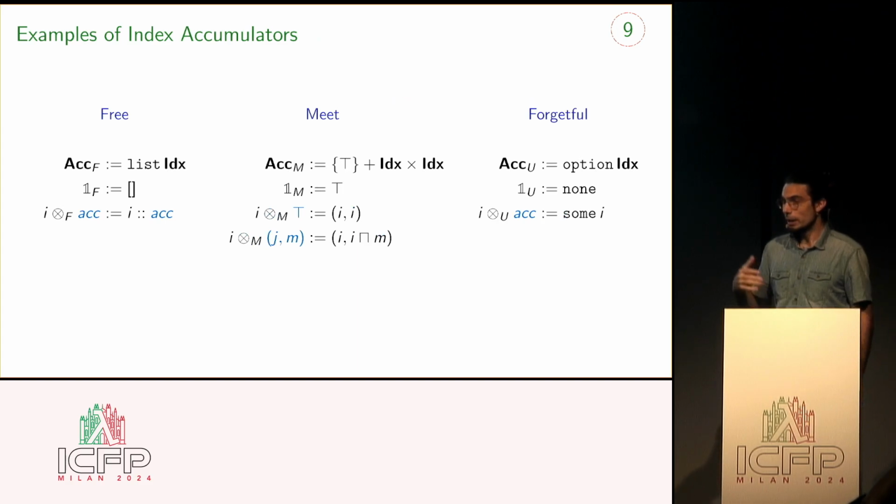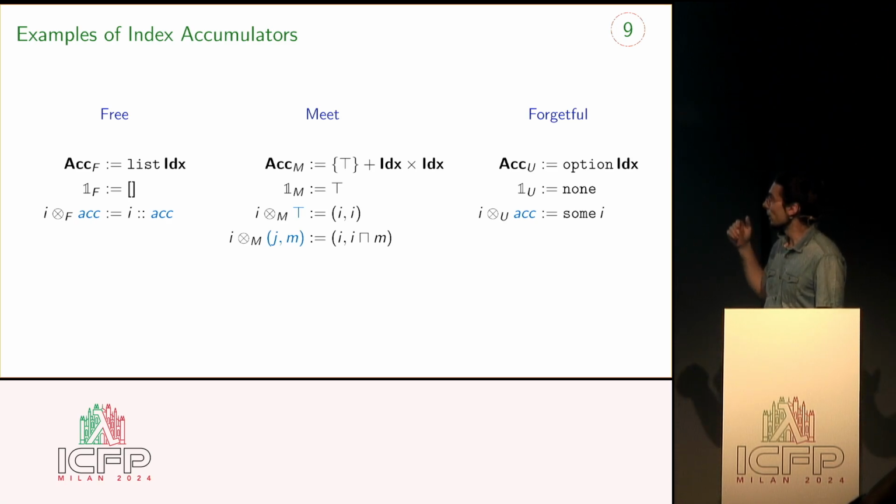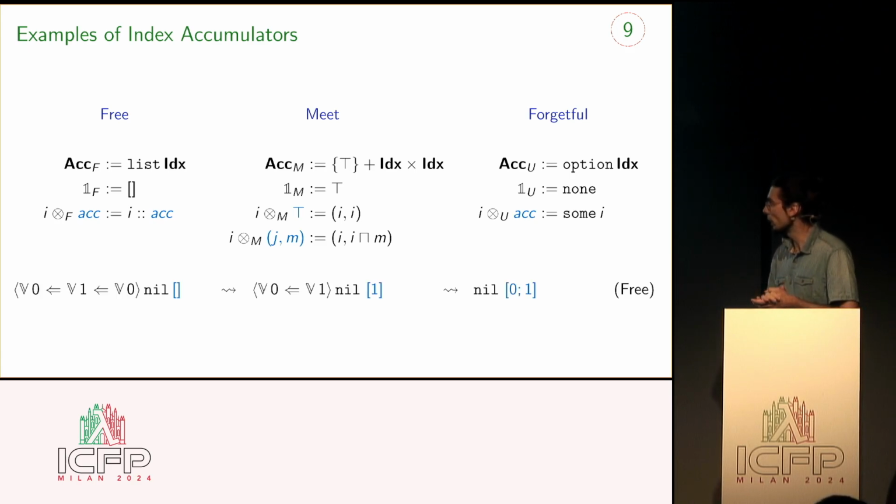So we can actually show that we have instances of this abstract structure. Here are 3 of them: the free, meet, and forgetful accumulators. And actually, these 3 different examples of index accumulators allow us to recover the 3 different reduction behaviors that I showed a few slides before. Let's have a look quickly at how it works.